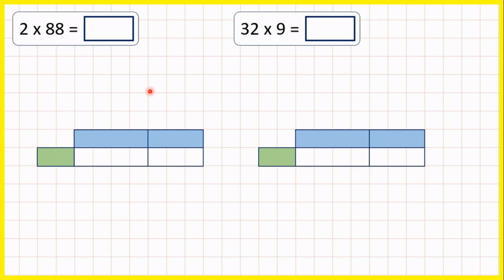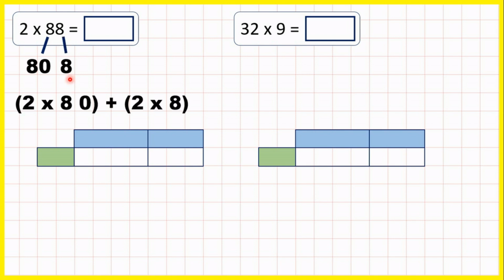Now let's multiply using the grid method. We have 2 times 88, so we can partition 88 into 80 and 8. So we can work out 2 times 80, work out 2 times 8, and then add up our answers. So on our grid, we need our single digit number on the left, and then our partitioned number, so 80 and 8, on the top.